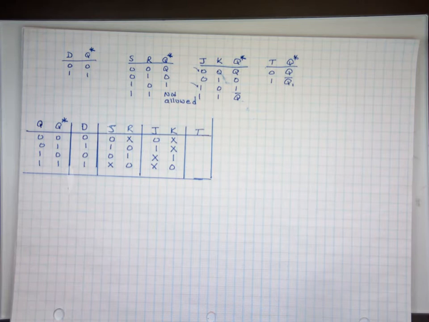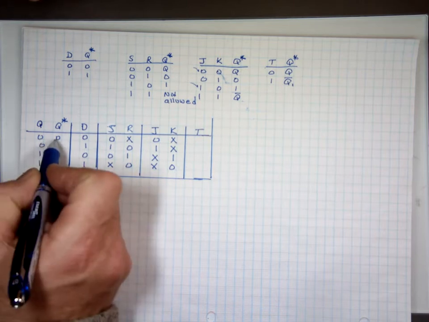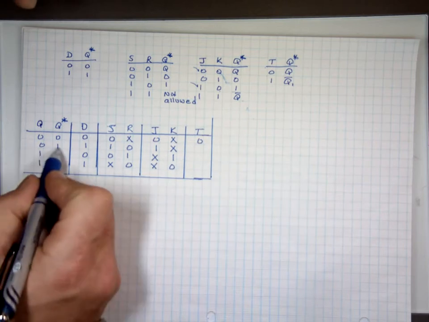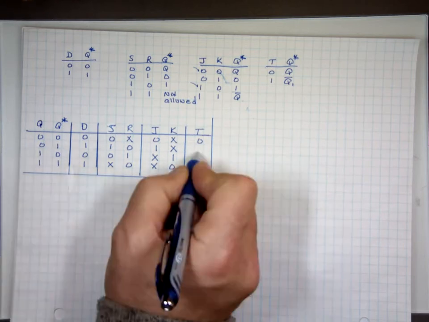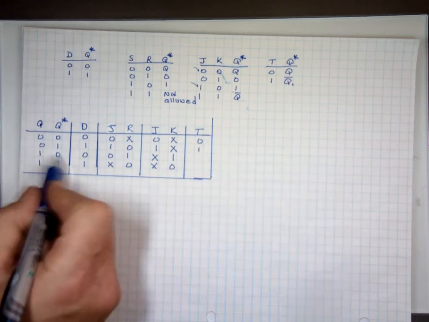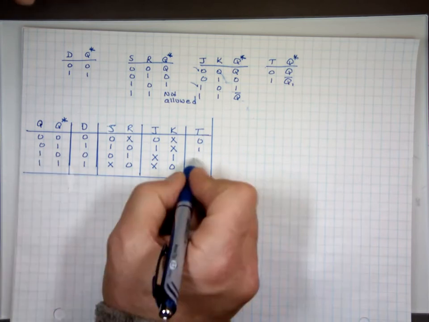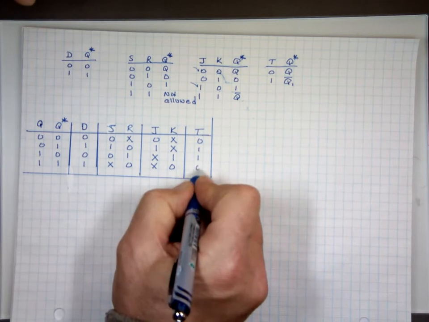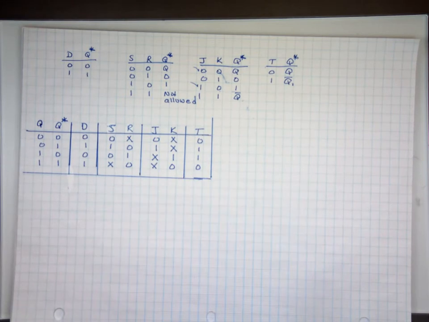And let's look at the T flip-flop. 0 to 0, no change, T will have to be 0. 0 to 1, that's a toggle, T is 1. 1 to 0, that's a complement, T is 1. 1 to 1, that's the same, T is 0. This is called the excitation table for the D, the SR, the JK, and the T flip-flop.